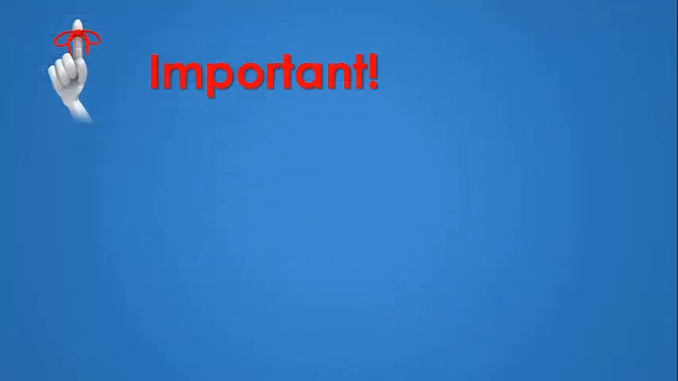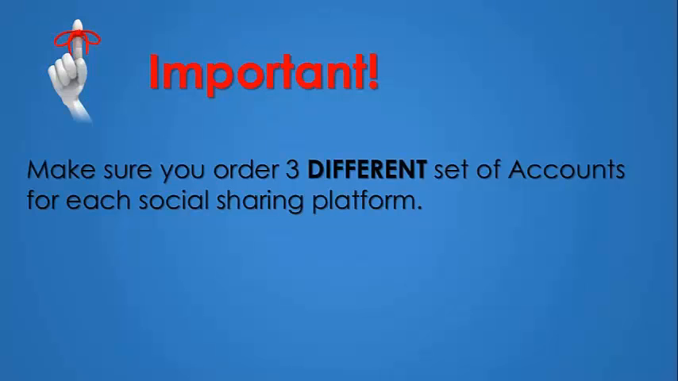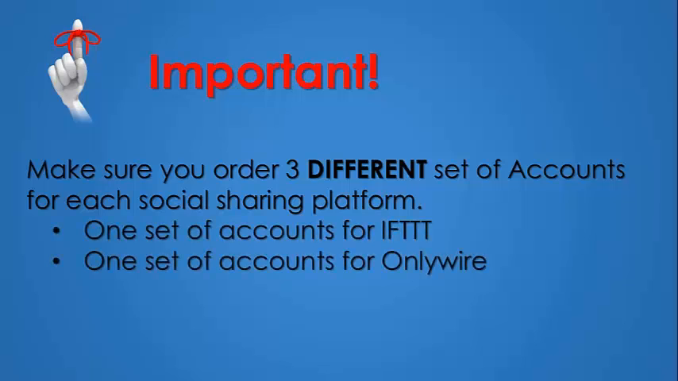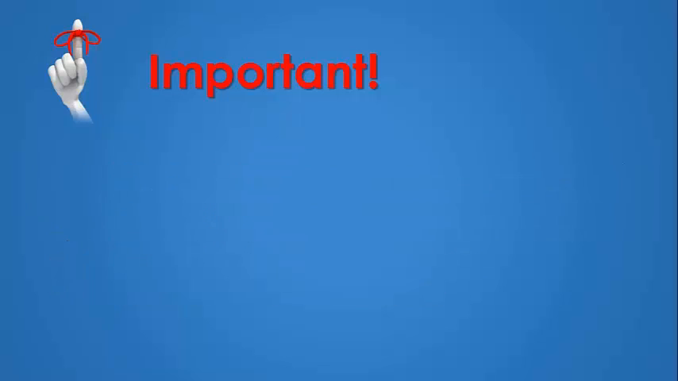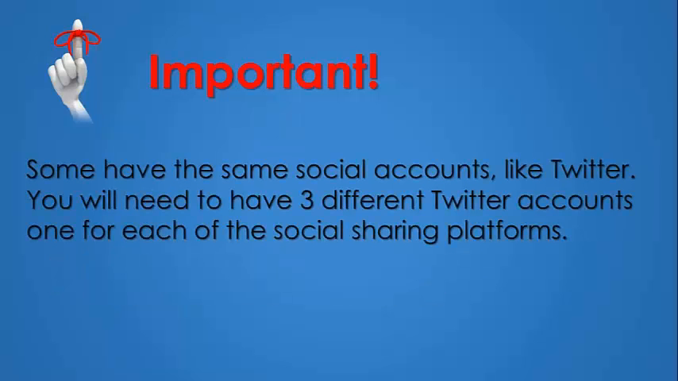Please make sure you order 3 different sets of accounts, 1 set for each, meaning 1 set for IFTTT, 1 set for OnlyWire, and 1 set for Deliverr. Some have the same social accounts, like Twitter, so you would need to have 3 different Twitter accounts, 1 for each of the social sharing platforms.